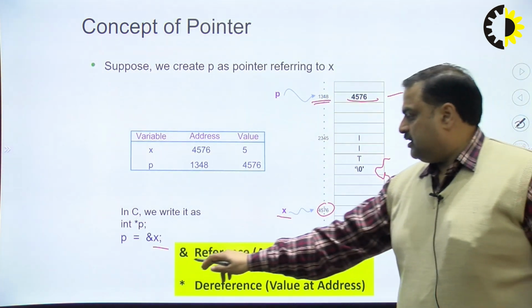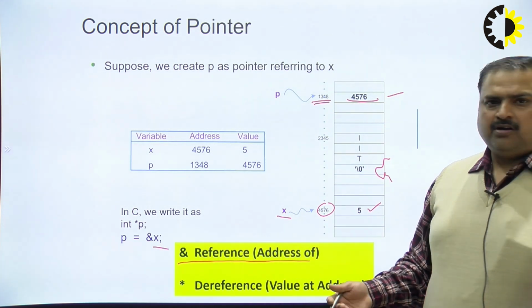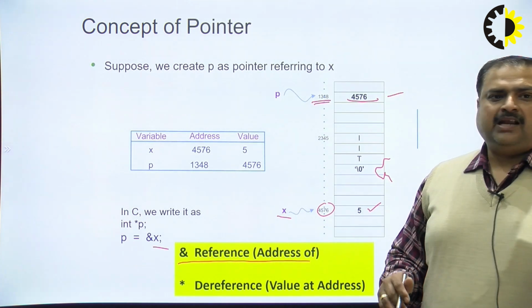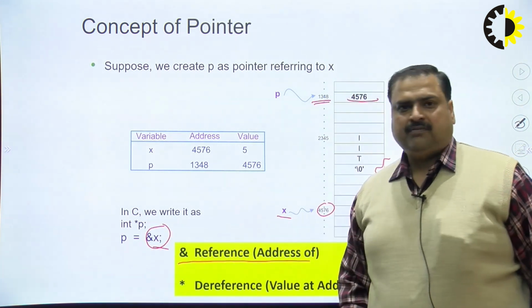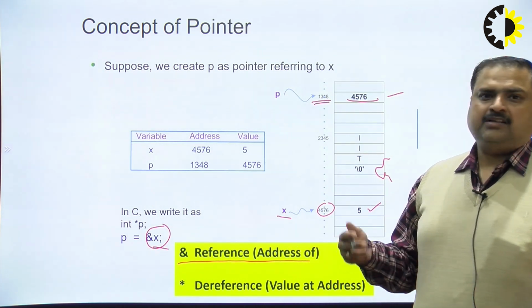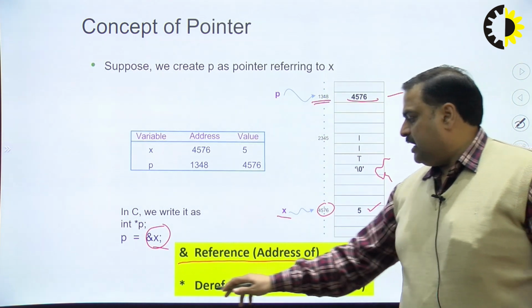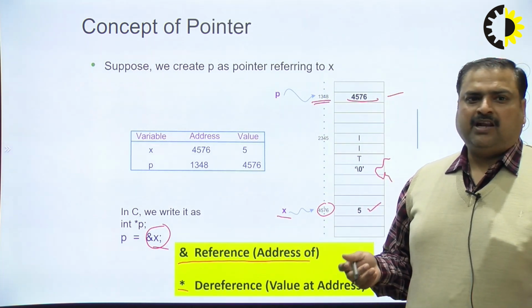Here the ampersand operator is called the reference operator, or we can also call it the address of operator, because it provides the address of x, the address of a variable or the address of the operand. And this asterisk is called the dereference operator, or the value at address.